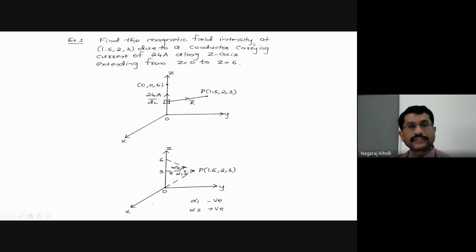Find the magnetic field intensity at (1.5, 2, 3) due to a conductor carrying a current of 24 ampere along the Z axis, extending from Z equal to 0 to Z equal to 6. Note down this example.